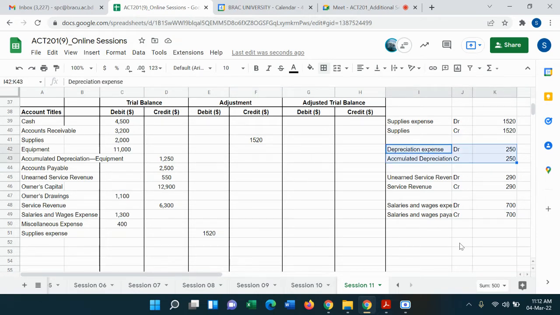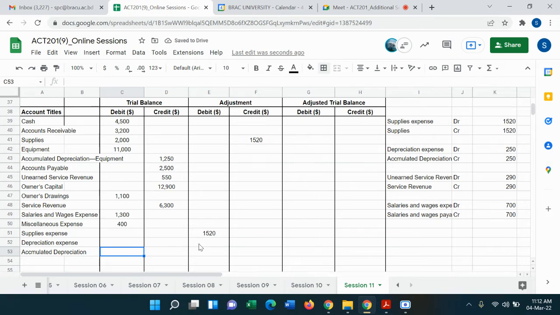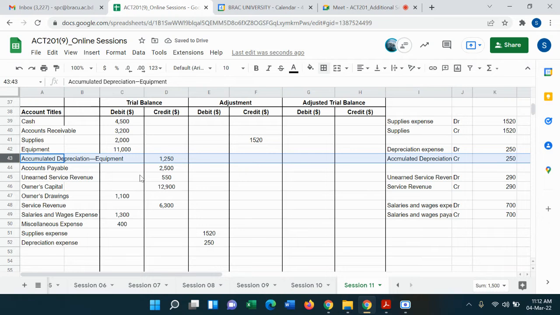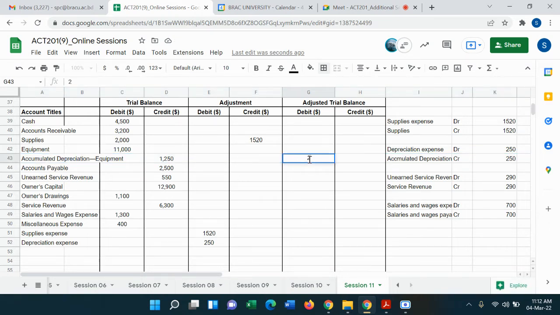Then depreciation expense and accumulated depreciation. We have to create both accounts because none of them are here. So depreciation expense was 250, accumulated depreciation 250. But sir, there is an accumulated depreciation account. Yes, exactly. Thank you so much, sir. There is already an accumulated depreciation account. So accumulated depreciation 250.